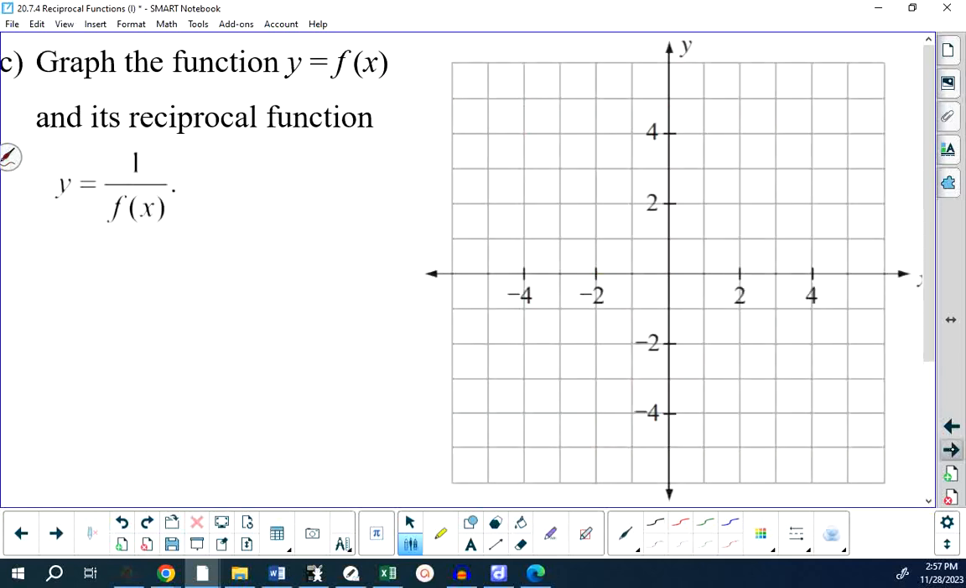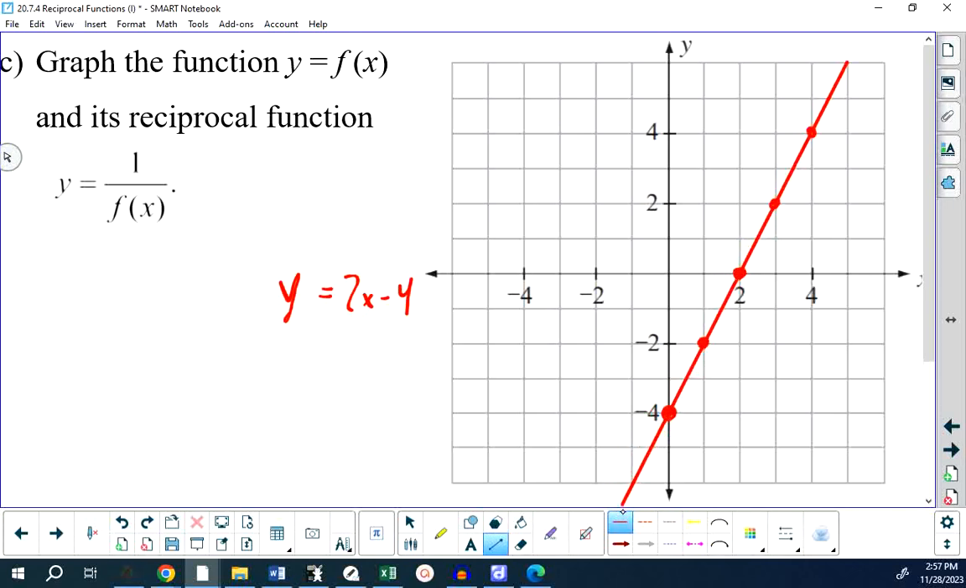Sketch the function and the reciprocal. So it was y equals 2x minus 4, right? Y-intercept of negative 4. I'll write this here so we can see it. Y-intercept of negative 4, slope of 2. So over 1 and up 2, over 1 and up 2, over 1 and up 2, etc. This is what the graph 2x minus 4 equals y looks like. And again, do your best to draw a fairly level line there.